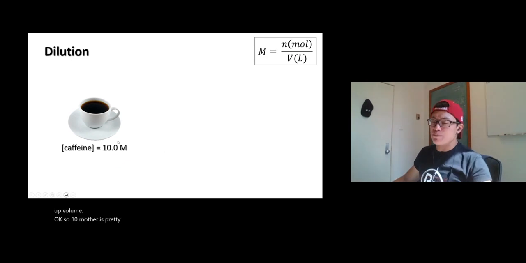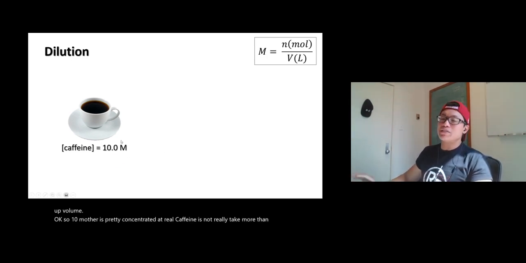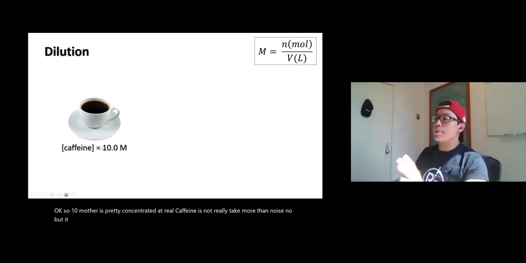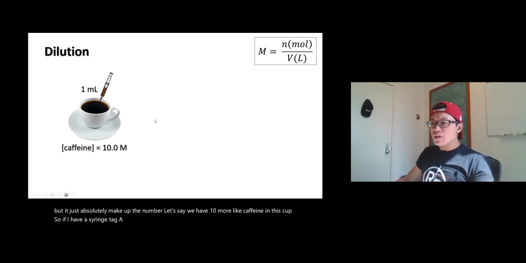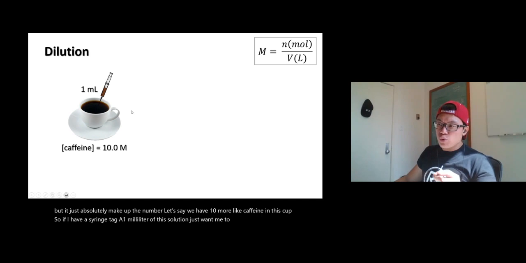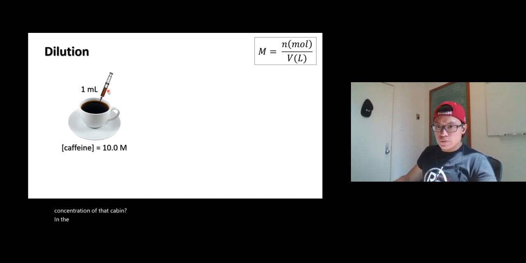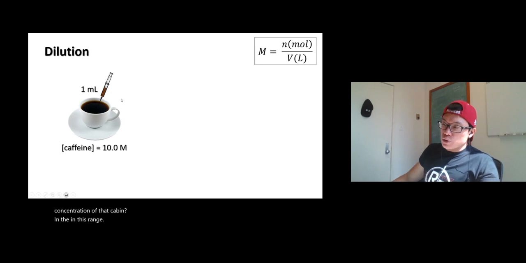And real caffeine is not really 10 molar. No, but I just made up the number. Let's say we have 10 molar caffeine in this cup. So if I have a syringe, take 1 milliliter of this solution, just 1 milliliter. What is the concentration of that caffeine in the syringe? Well, I'll ask you this.